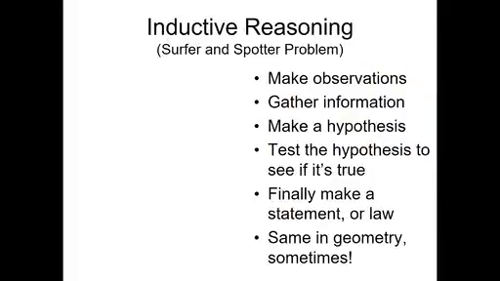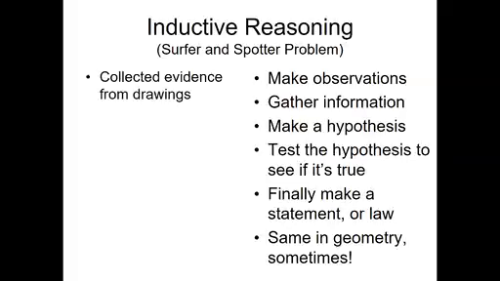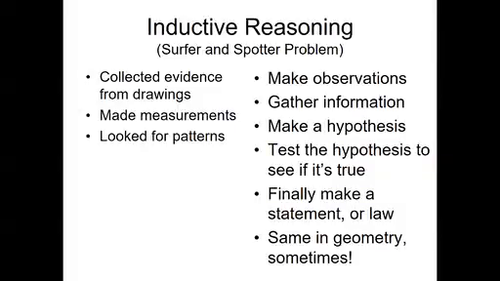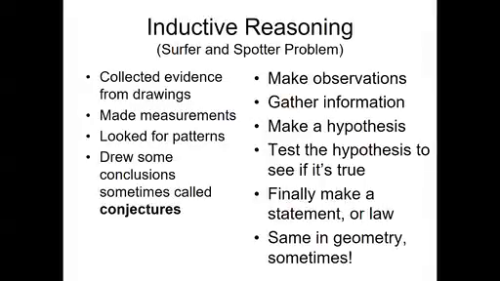It's called inductive reasoning, and it's similar to the scientific method. If you recall the surfer and spotter problem that we did in class, we followed the inductive reasoning approach. We drew some pictures, drew some lines, we made some measurements, we gathered a bunch of information, we looked for patterns, we drew some conclusions. We thought, hey, maybe it's in the middle. But then we tested and found out, no, maybe that's not the best spot, maybe a little further over, maybe it's in the corner. We called those conclusions conjectures.